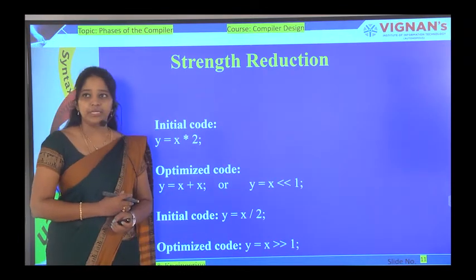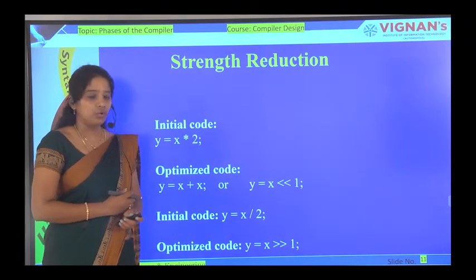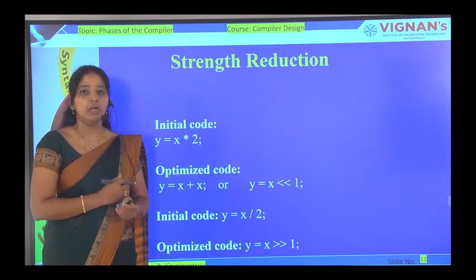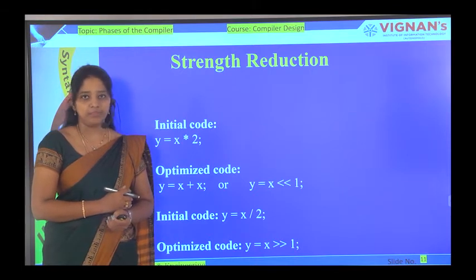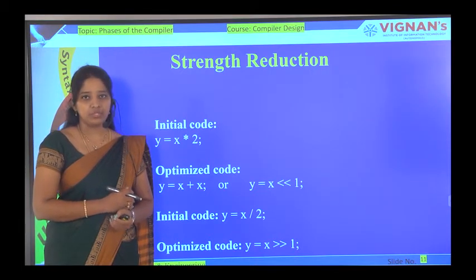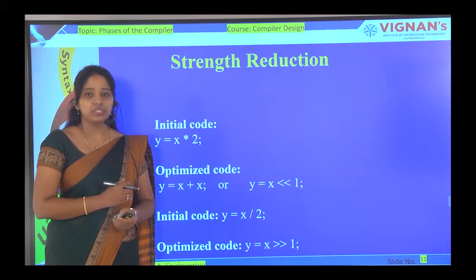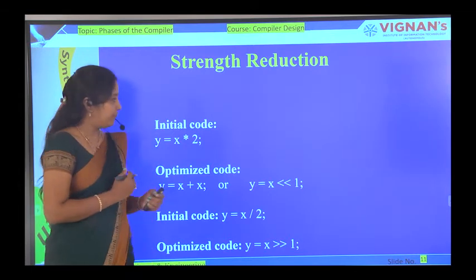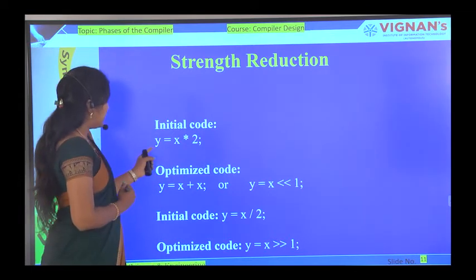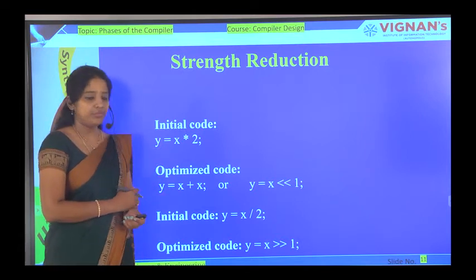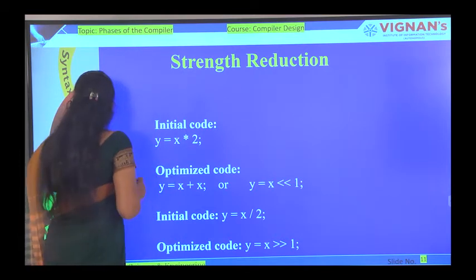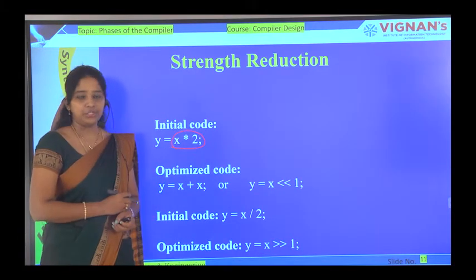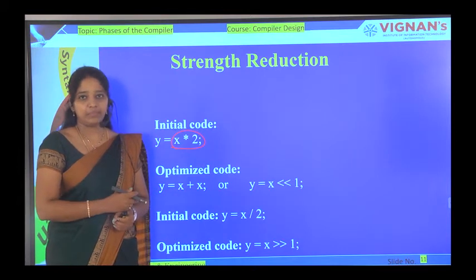So strength reduction is nothing but replacing the operators of the code with lower strength operators. Suppose we have any higher precedence operators in the code, those operators are replaced with lower precedence operators. If you observe this example, y is equal to x into 2. In this expression we are evaluating multiplication.